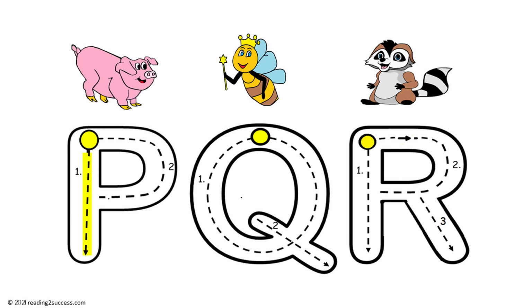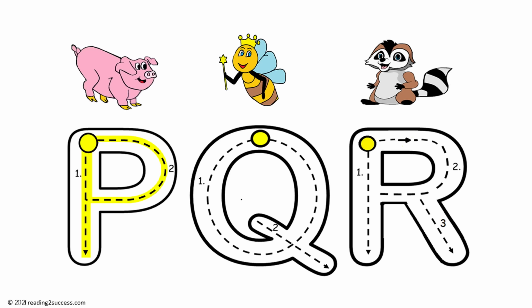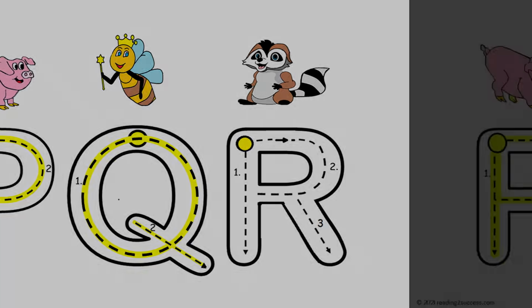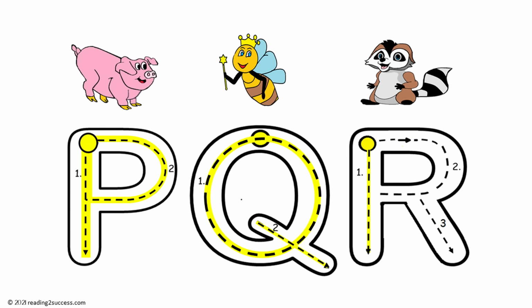The letter P has two parts, part 1 and part 2. The letter Q has two parts, part 1 and part 2. The letter R has three parts, part 1, part 2, and part 3.